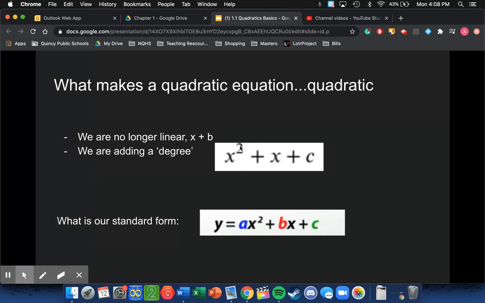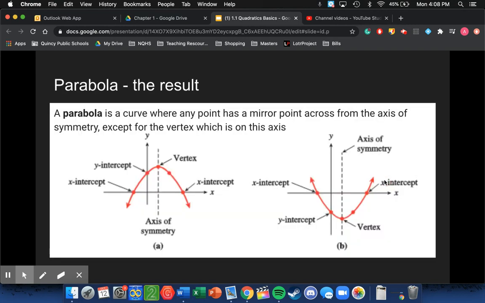So what makes a quadratic a quadratic? It's adding this degree. We're leaving the linear world behind where it's just x plus a constant. We're adding this right here. Now this is going to create a very unique shape called a parabola. A parabola is, as you can see here, a curve where any point has a mirror point across from the axis of symmetry, except for the vertex, which is on that axis.